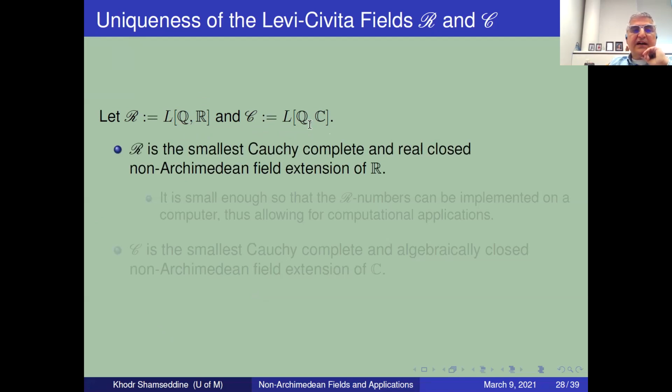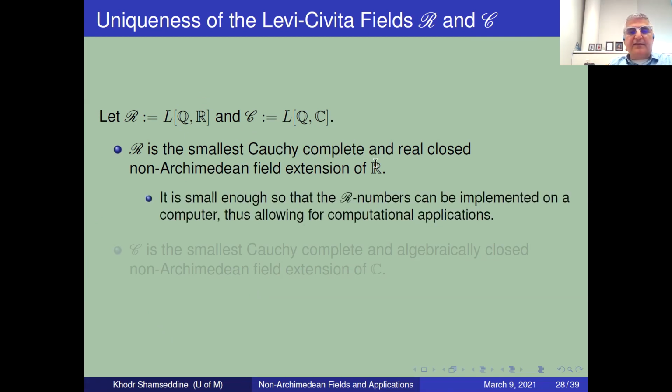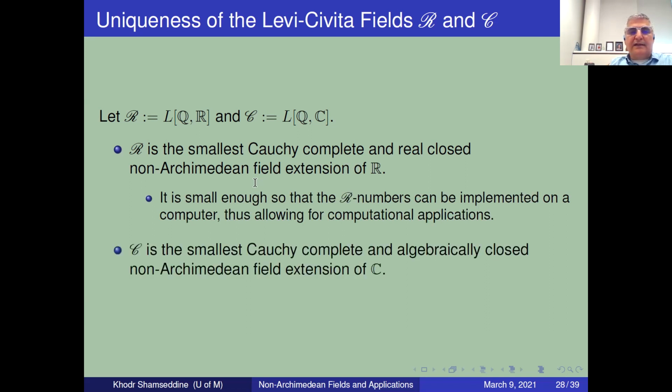It turns out that R script is the smallest Cauchy complete and real closed non-Archimedean field extension of R. In fact, this is small enough for the numbers to be implemented on a computer and to allow computational applications. And C script is the smallest Cauchy complete and algebraically closed non-Archimedean field extension of C.